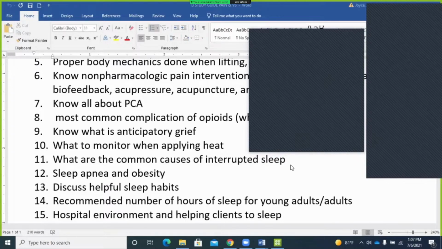What else? Illness, pain, stress. Sleep apnea and obesity. What is this? You already know this.